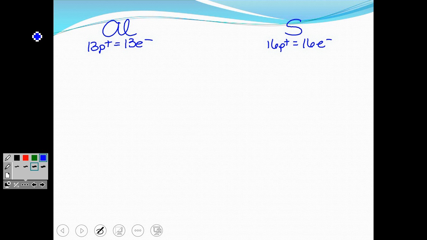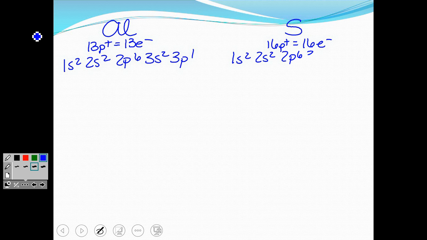Okay, Michelle, will you give me the electron configuration for aluminum? Okay, and John, could you give me the electron configuration for sulfur? 1s2, 2s2, 2p6, 3s2, 3p4. Okay, Jess. In aluminum, what is the valence shell? What should I circle? 3s2 and 3p1. Wilbert, in sulfur, 3s2, 3p4.